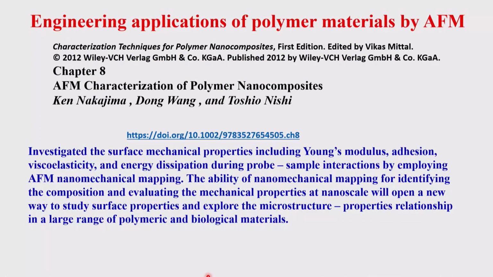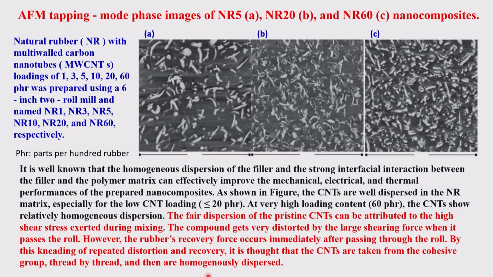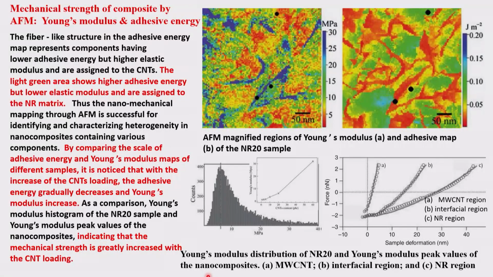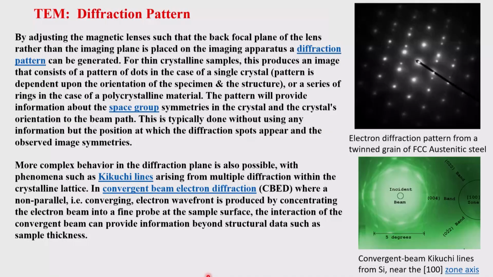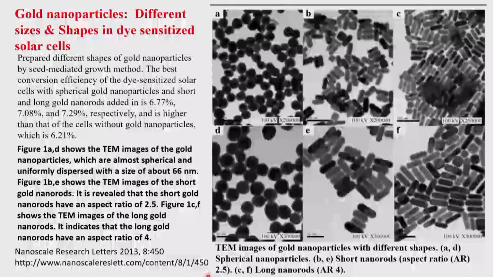And we have also looked at some engineering applications of these, with the nano rubber which is impregnated with multi-wall carbon nanotubes at different concentrations, and then based on that we have looked at the regions of the Young's modulus and the regions of the adhesion maps, everything is developed in that. So then we have looked at the TEM, and we looked at the huge number of examples.